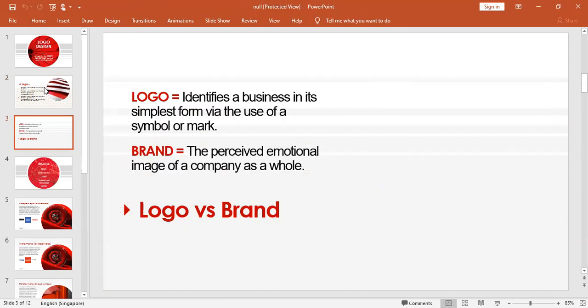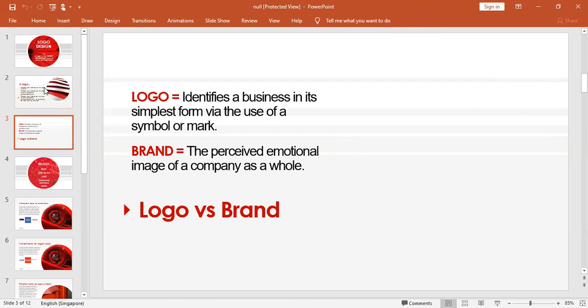So, what is the connection, and what are the differences between logo and brand? It is similar because most people and most organizations used to brand, and branding will be done through a logo. That can be a pictorial logo, or a logo that includes letters, whatever. A logo identifies a business in its simplest form via the use of a symbol.